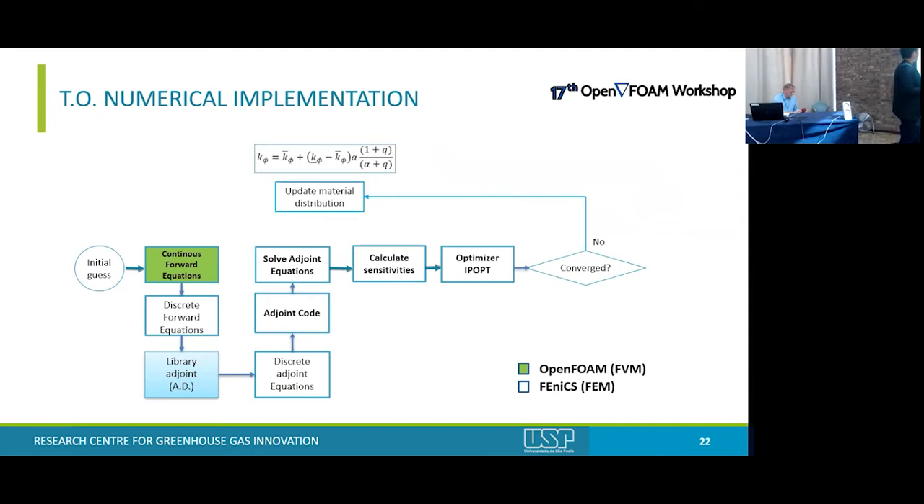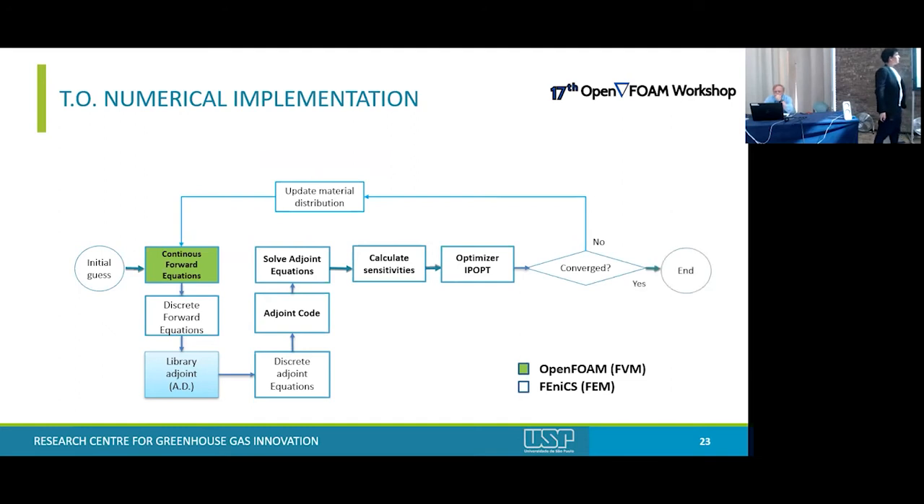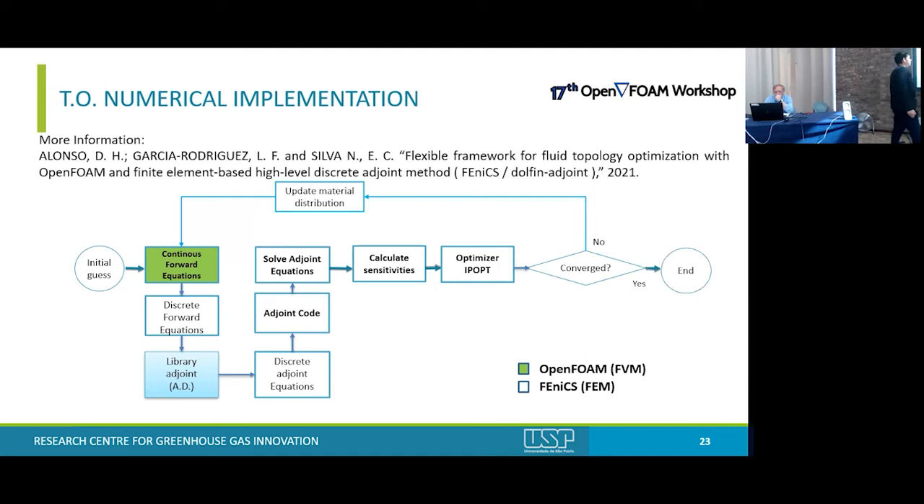If we haven't reached our convergence criterion, we update the material distribution by following this material formulation that we have made separately for each one of the equations. I mean, we have used one material distribution for the momentum equation, another one for the energy equation, and another one for the turbulence modeling. After everything is checked, if it converges, we get the optimized topology.